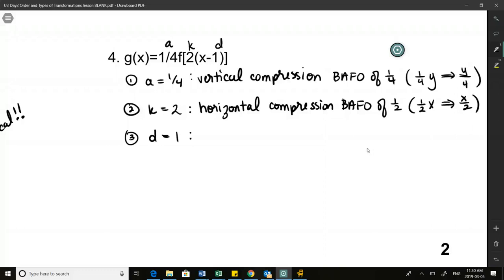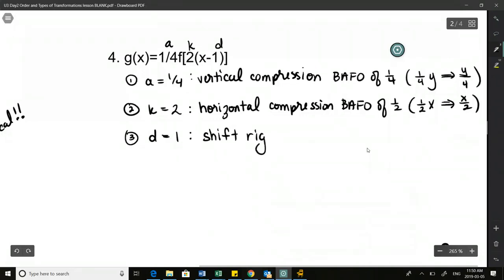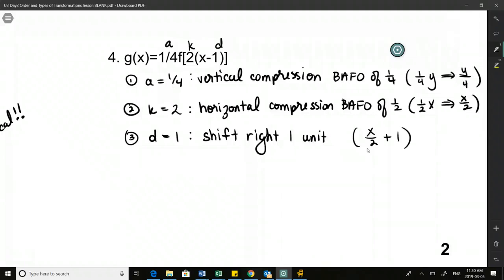Yep, and then D is opposite of how it looks in the equation, so it's actually positive, so this is a shift right 1 unit, sorry, not 3. And what this will result in is my earlier horizontal compression, and then I will add 1 to it. So that's what I'll do to my X's. Any questions? You okay there?